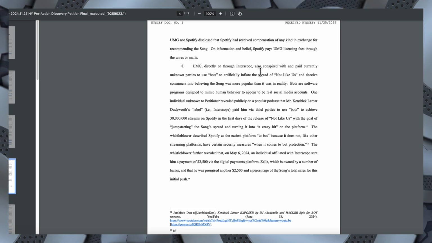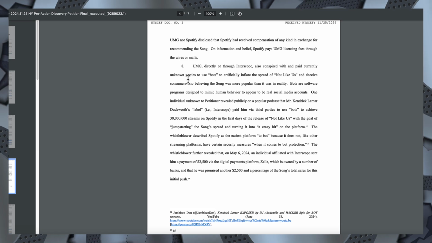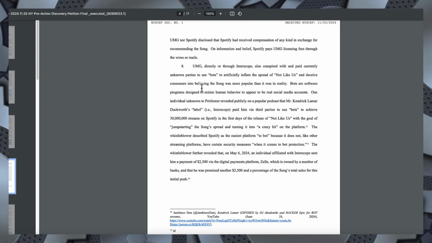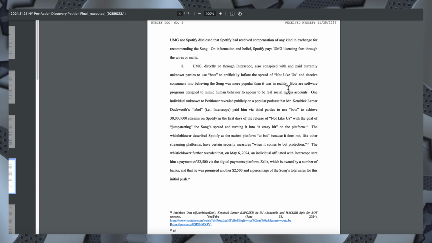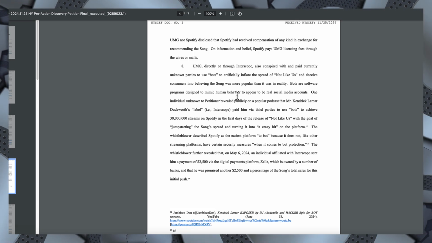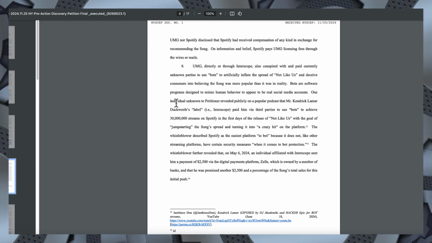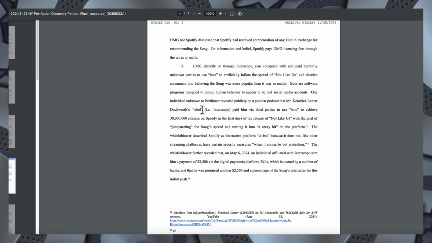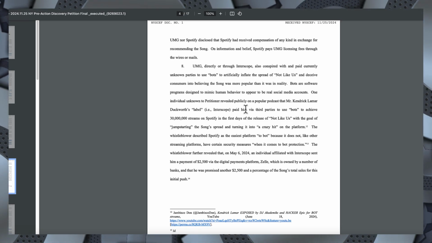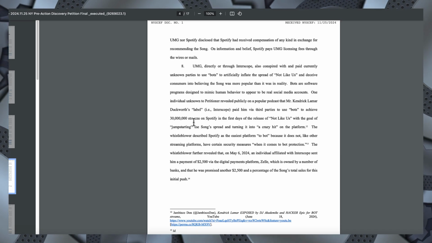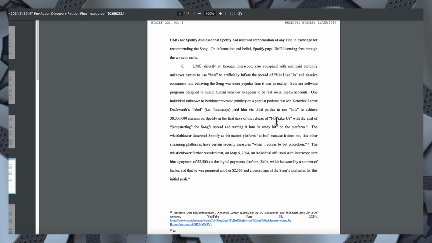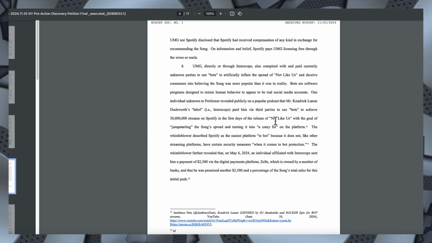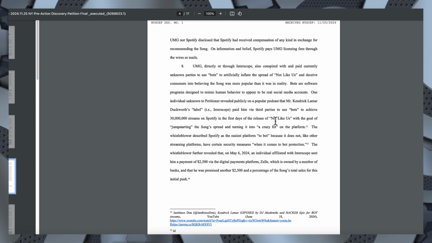UMG directly or through Interscope also conspired with and paid currently unknown parties to use bots to artificially inflate the spread of Not Like Us and deceive consumers into believing the song was more popular than it was in reality. Bots are software programs designed to mimic human behavior to appear to be real social media accounts. One individual unknown to Petitioner revealed publicly on a popular podcast that Mr. Kendrick Lamar Duckworth's label, i.e. Interscope, paid him via third parties to use bots to achieve 30 million streams on Spotify in the first days of the release of Not Like Us, with the goal of jump-starting the song's spread and turning it into a crazy hit on the platform.